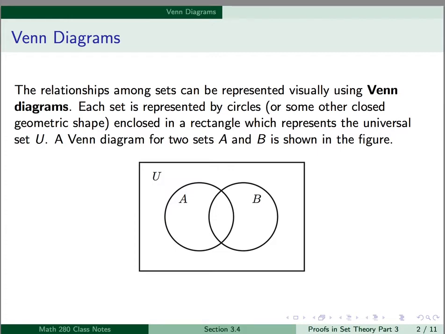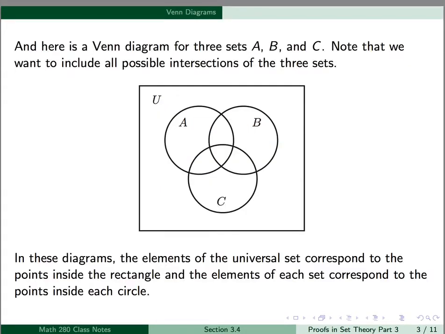Each set is represented by a circle or some other closed geometric shape enclosed in a rectangle which represents the universal set U. A Venn diagram for two sets A and B is shown in the figure. And here's a Venn diagram for three sets A, B, and C. Note that we want to include all possible intersections of the three sets. In these diagrams, the elements of the universal set correspond to the points inside the rectangle, and the elements of each set correspond to the points inside each circle.